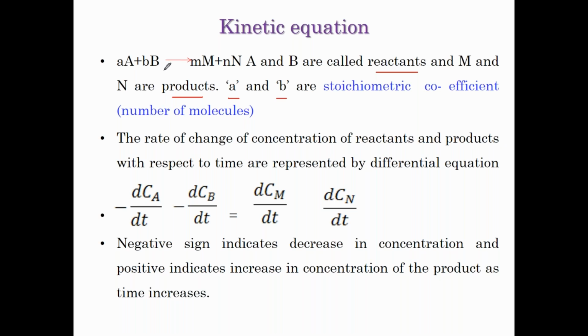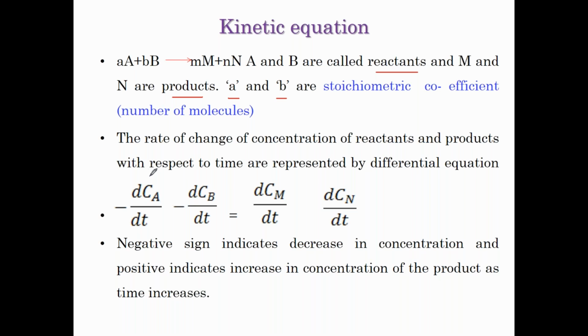See what change is happening in A: it is decreasing because it is converted to M. What change is happening with M: it is increasing with respect to time. Same with B, it is decreasing with respect to time, and N is increasing with respect to time, because B changes to N only, so N will increase. Fine. So that rate of change of the concentration is represented by a differential equation.